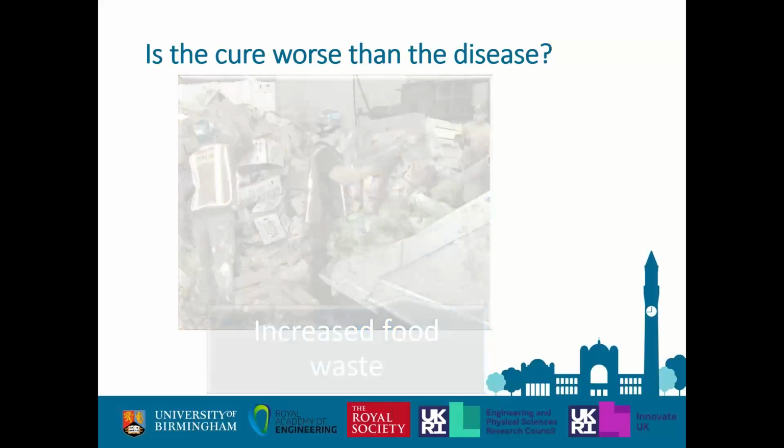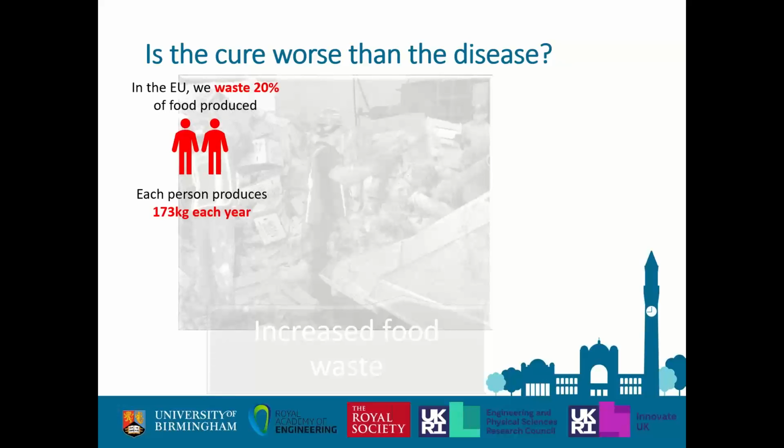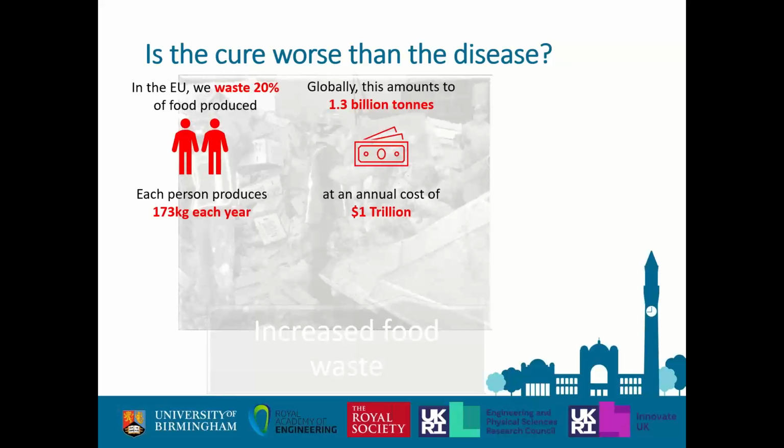To take a look at one of these in a little bit more detail, if we think about increased food waste, there's a few startling statistics that I came across while I was, for the first time, researching plastic waste. The first one is that here in the EU, we waste 20% of all the food we produce, which is per person 173 kilos each year. So in other words, in a given year, the average person produces twice their own body weight in food waste. In a year globally, this adds up to 1.3 billion tons at a cost of $1 trillion.